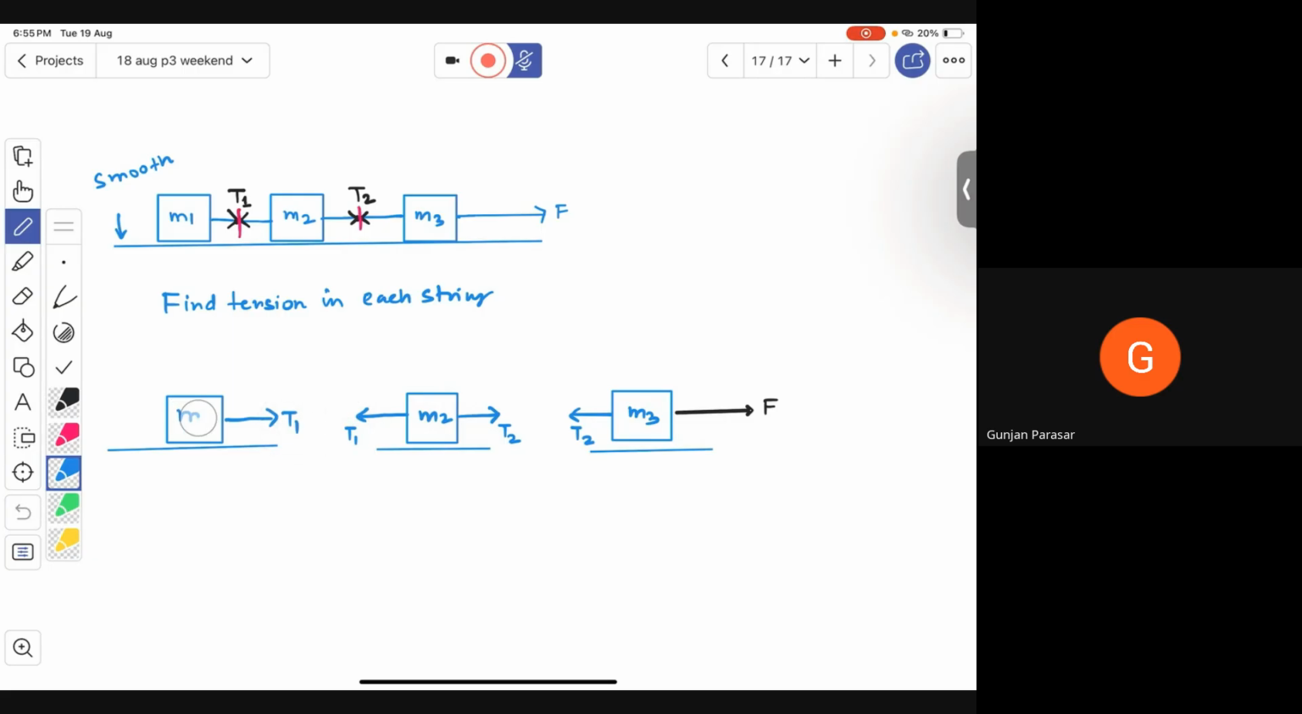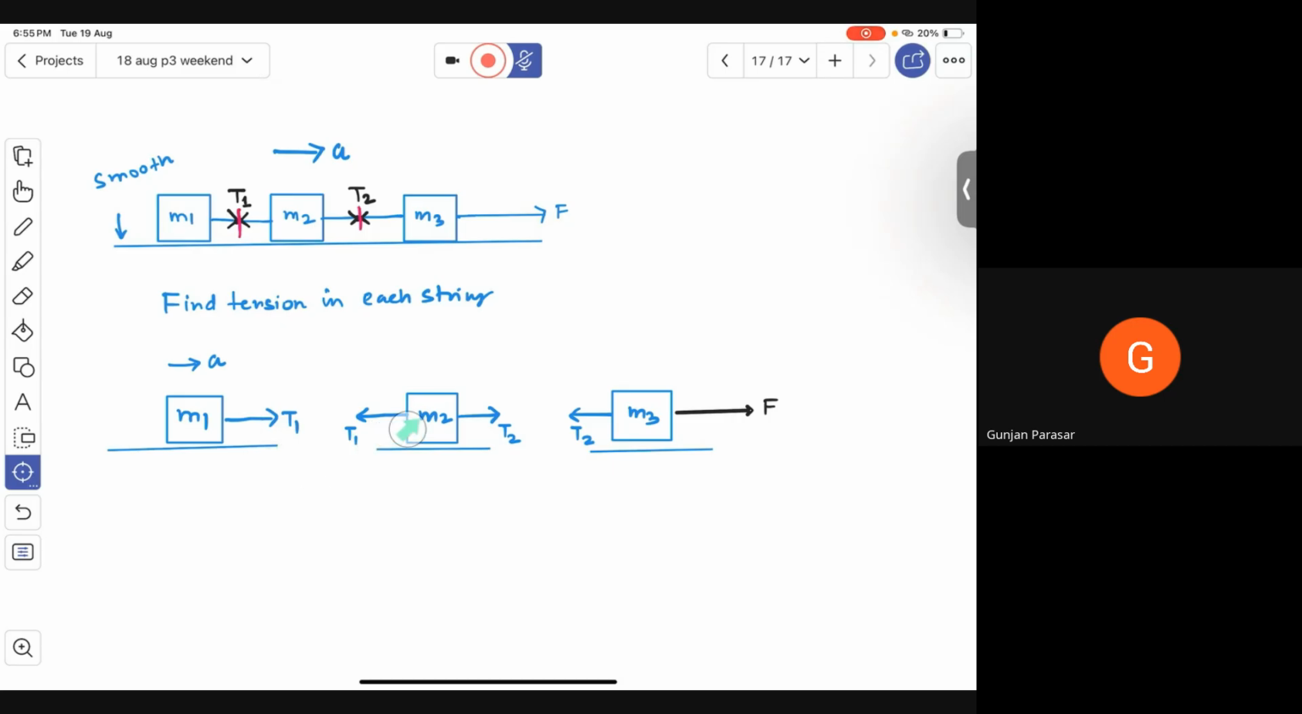Now suppose you did not know how T1 will act on M1, still you can figure it out. Since all of them are moving together, they will move together with the same acceleration A. So how is M1 moving? There must be some force on it. What force can it be? T1, tension, the string pulling it. So what kind of force must the string apply on it? This way. So what force will be acting on M2?